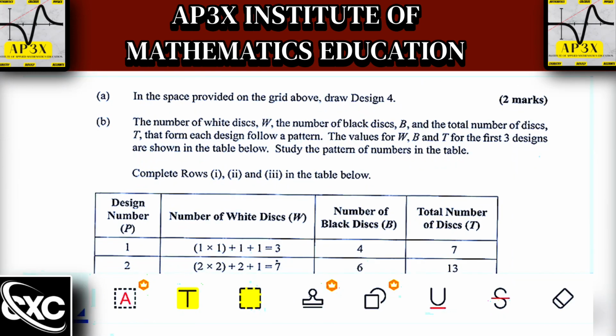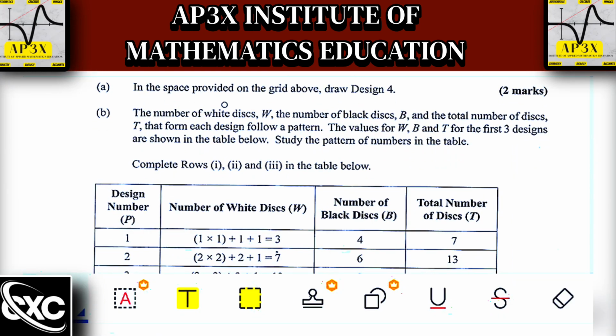Now we go on down here, and it says that the number of white discs W, the number of black discs B, and the total number of discs T that form each design follow a pattern. The values of W, B, and T for the first 3 designs are shown in the table below. Study the pattern of numbers in the table. Complete rows 1, 2, and 3 in the table below.